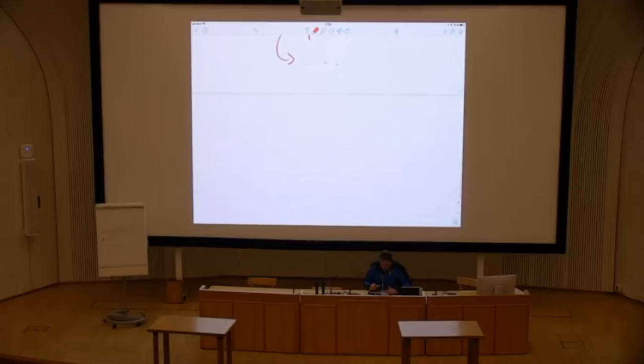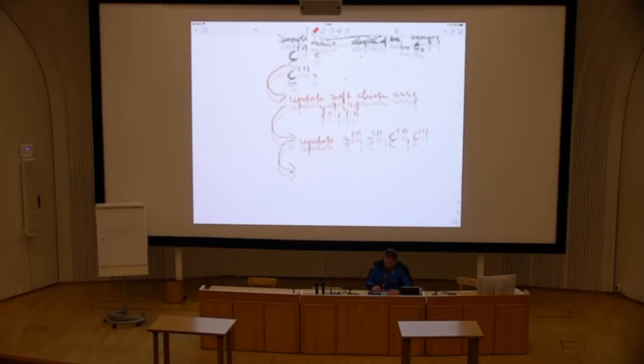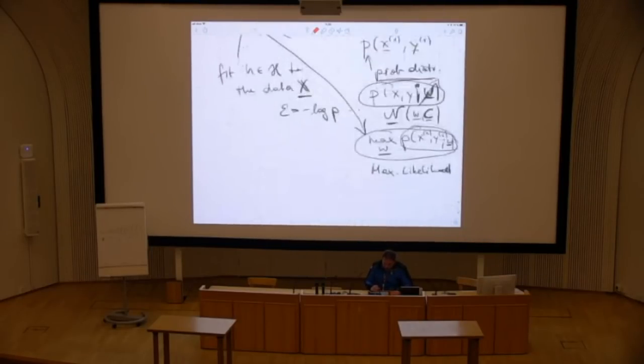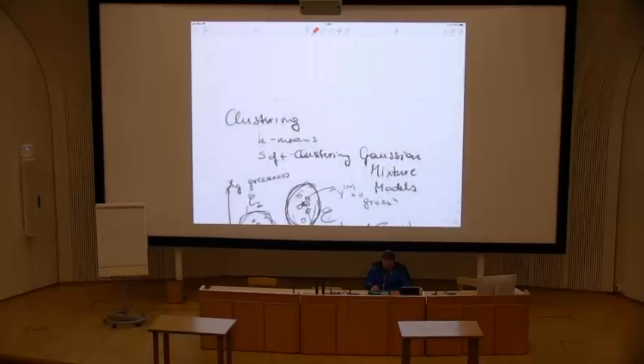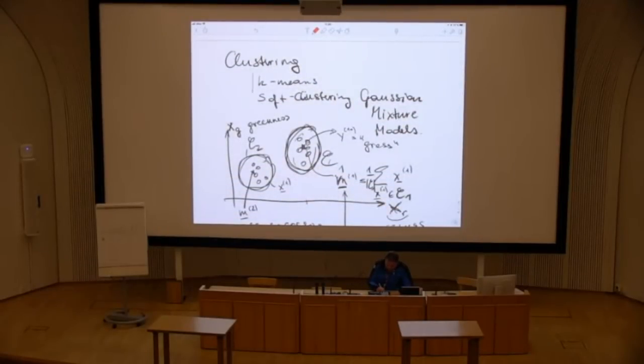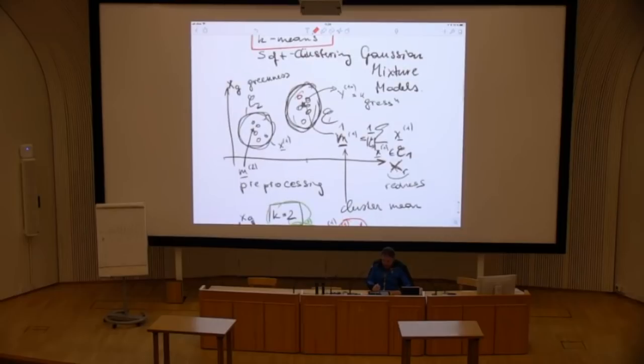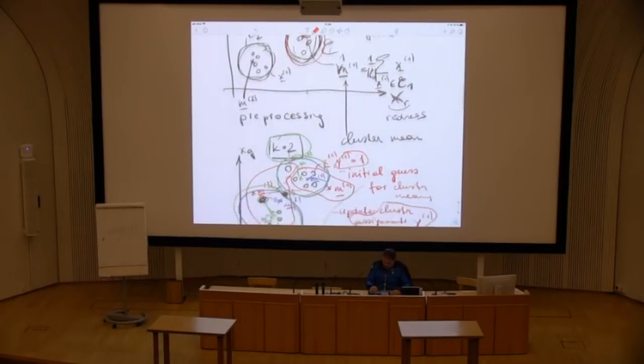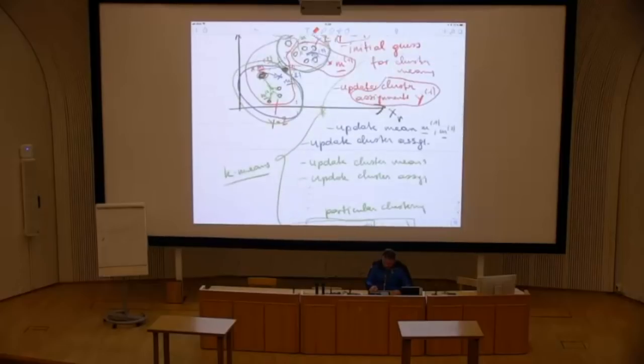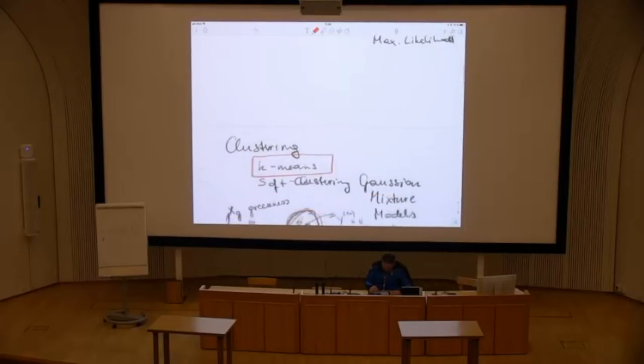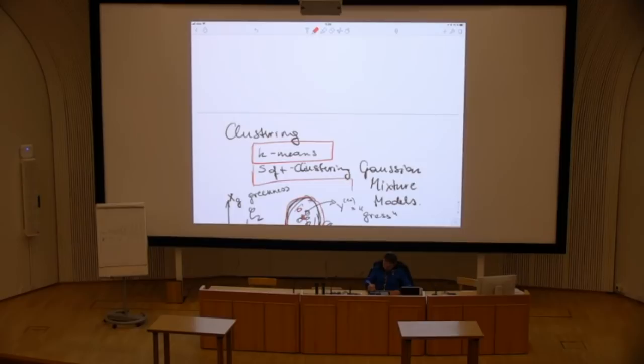Okay, so to wrap up, today we have considered two clustering methods. One hard clustering method called k-means, which associates each data point with one and exactly one cluster. And it does this by iteratively updating the cluster assignment given cluster means, and then updating the cluster means for a given cluster assignment.